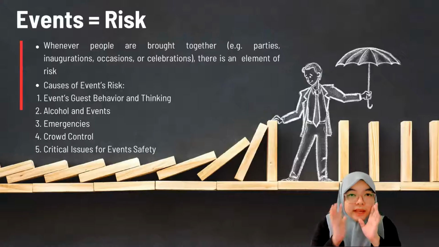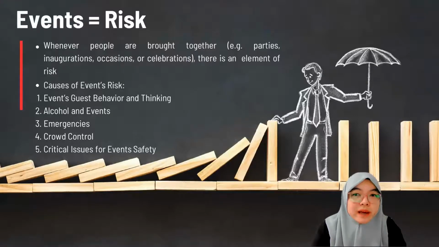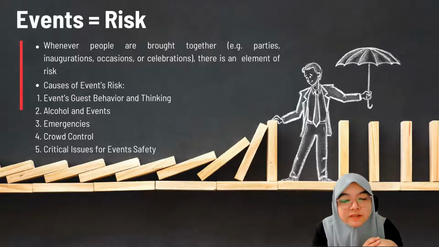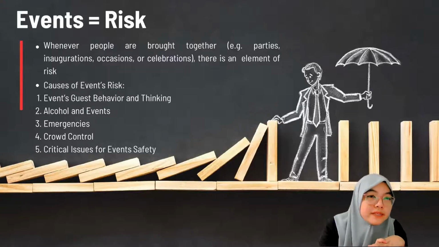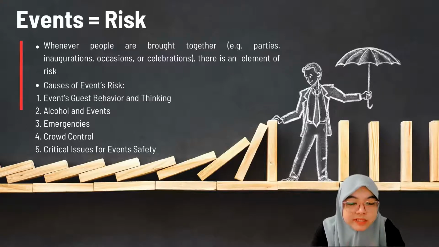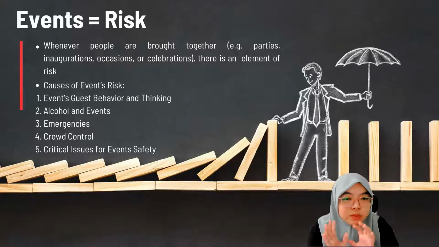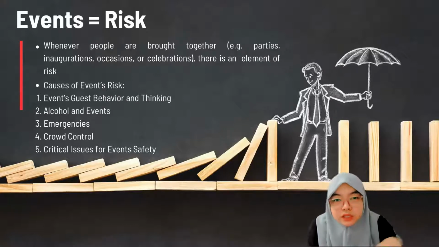Okay, so next, event equals risk. Whenever people are brought together, for example, when they go to parties, inaugurations, occasions, or celebrations, there is an element of risk. So that's why they said here event equals risk. When you are going somewhere else, a place that you are not really familiar with, risks are everywhere. So that's why you need to always take very good safety and security measures.